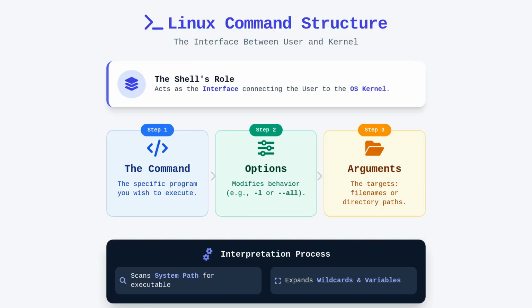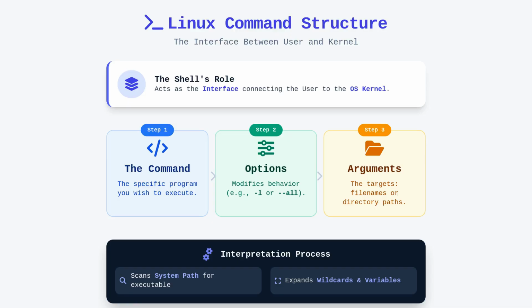Understanding the structure of a command is vital, as every instruction follows a predictable format consisting of the command itself, followed by options and arguments. The command is the program you wish to execute, while options, typically denoted by a hyphen or double hyphen, modify the behavior of that command. Arguments represent the specific targets of your command, such as a file name or a directory path.